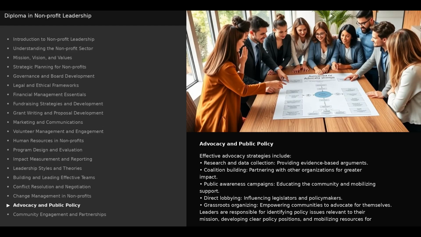By engaging in public policy, non-profits can drive systemic change, ensuring that their work has a broader and more sustainable impact on society. It is a critical pathway to achieving large-scale social justice and equity.